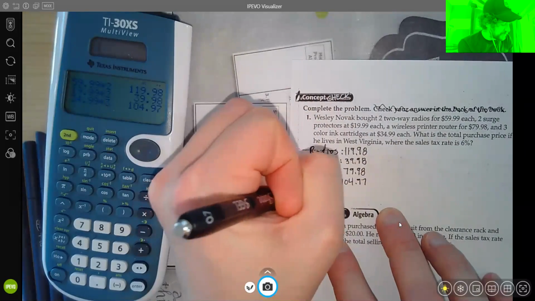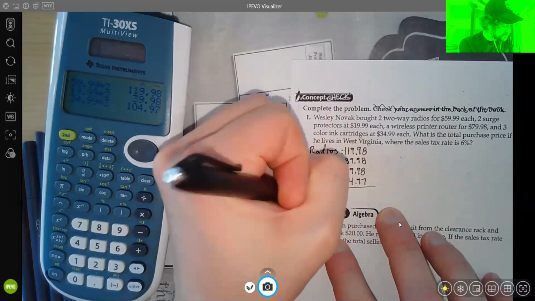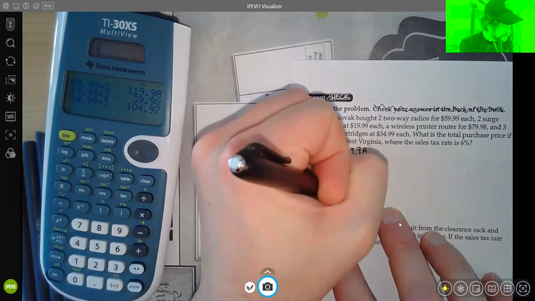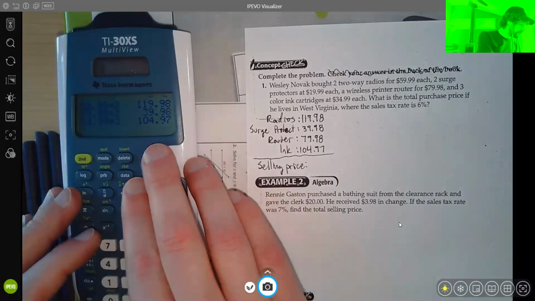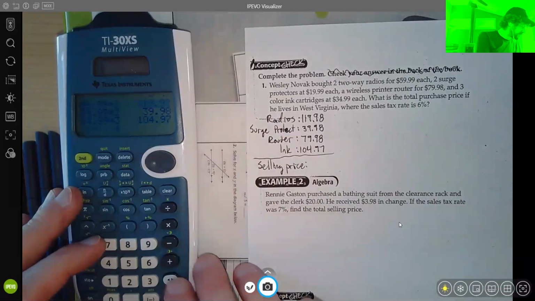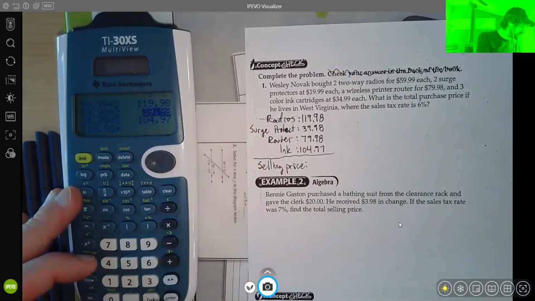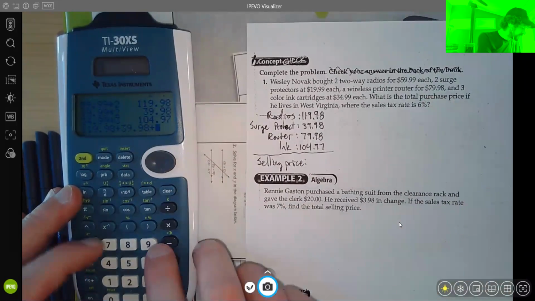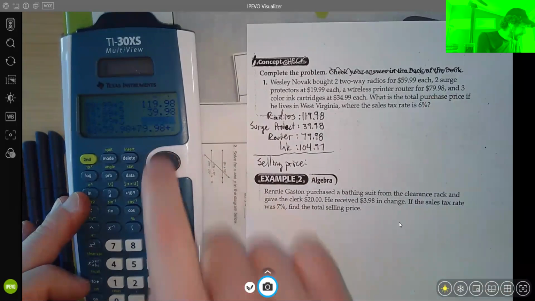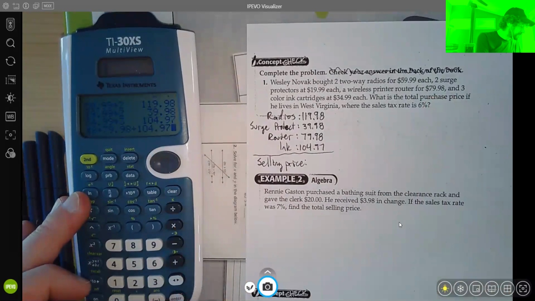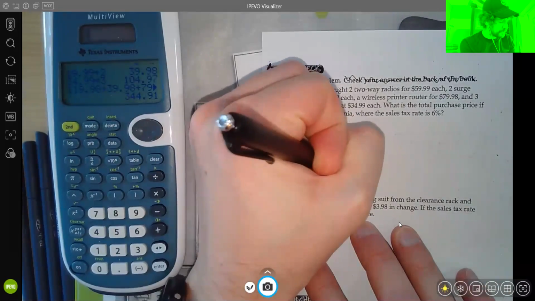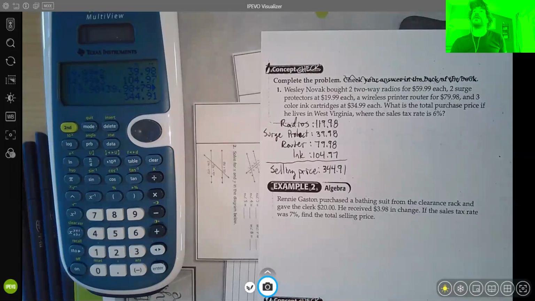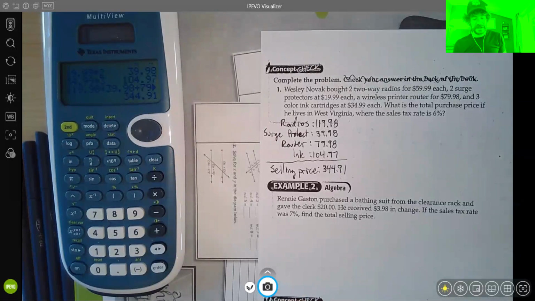So let's see, we'll go with selling price. It will just be the sum of those 4 things right there. So we've got the $119.98 plus the $39.98 plus $79.98 plus the $104.97. $344.91. So we got our selling price there.